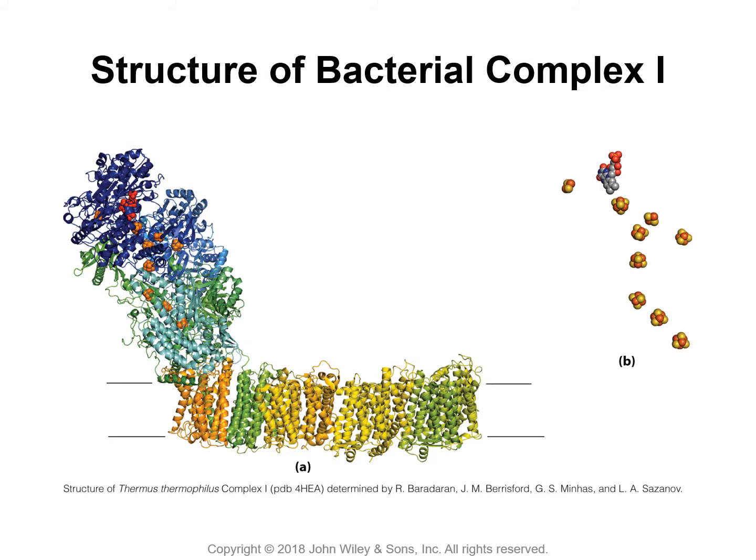Now, what you see over there in B is the arrangement of the redox centers in complex 1. The atoms are color coded. Carbon is gray, nitrogen is blue, oxygen is red, phosphorus orange, iron is gold, and sulfur is yellow. Electron flow goes from the upper left to lower right.